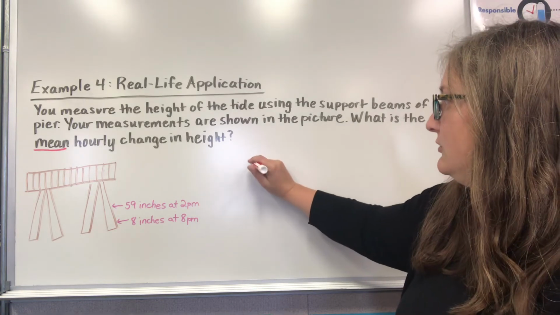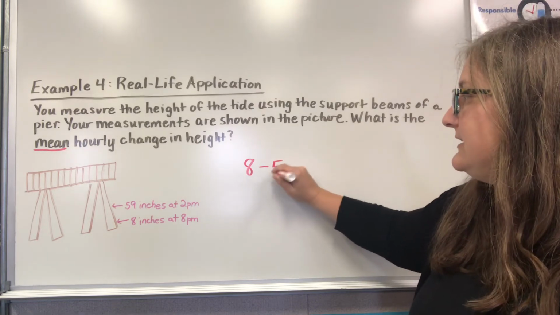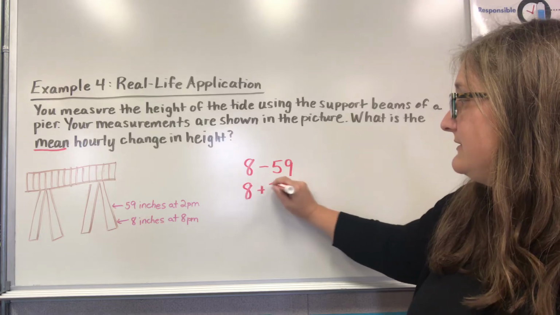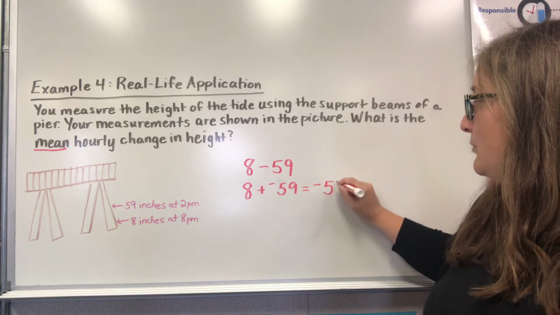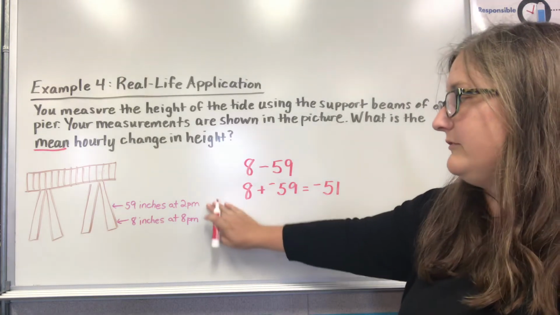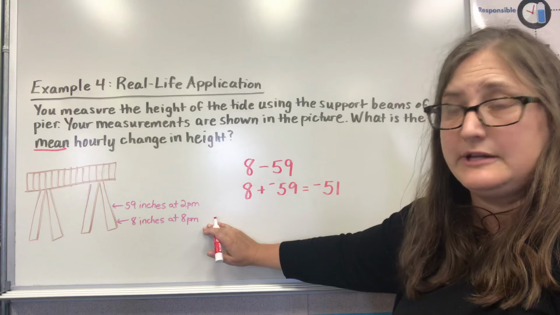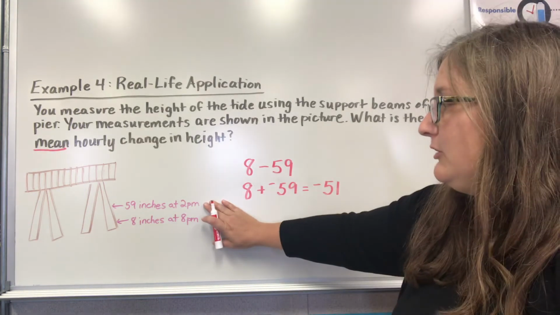So I'm trying to find my difference here. So I'm going to do 8 minus 59. So that's the equivalent of 8 plus negative 59, which gives us negative 51. So in the course of this time, the water has gone down 51 inches. Down 51 inches. And that took place between 2 p.m.